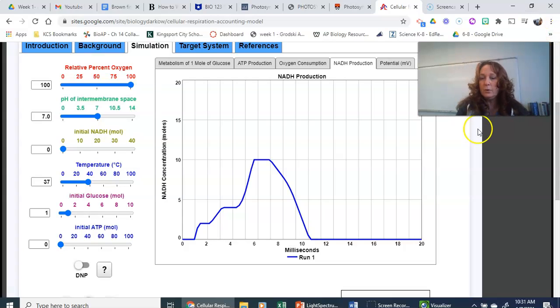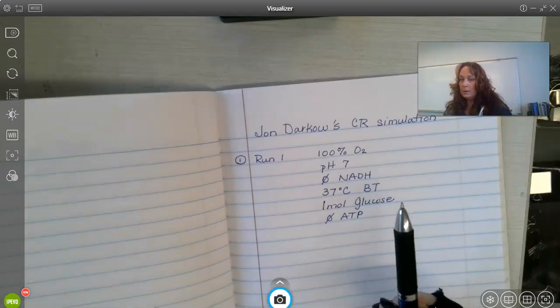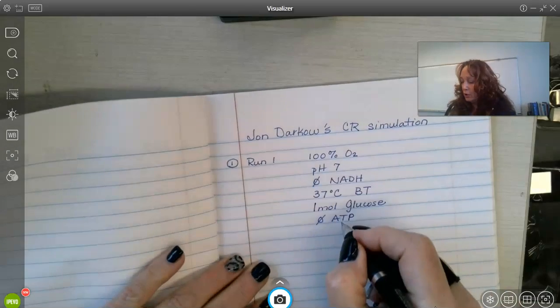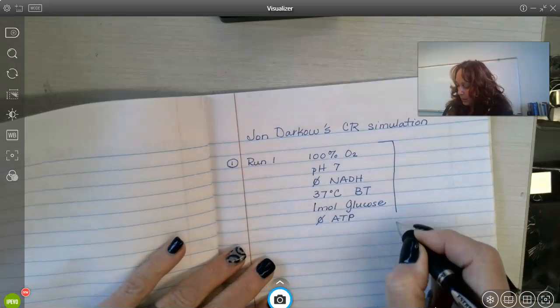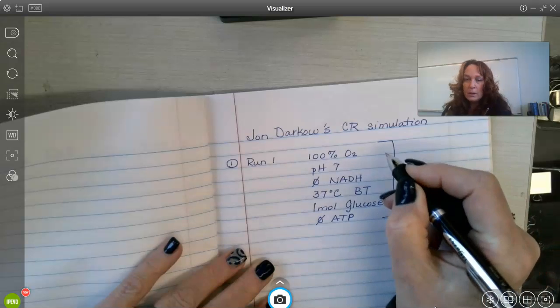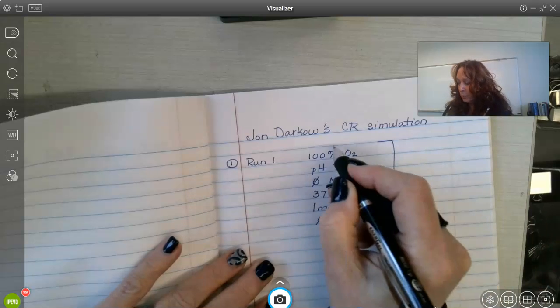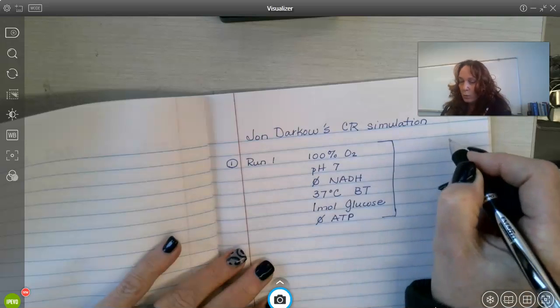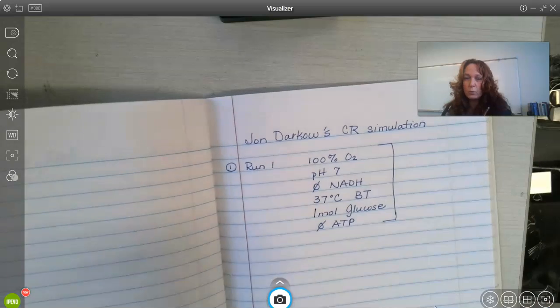Okay, so this is what I wrote. I just copied it down here. So this is what the conditions were for run 1. And then you could come over here and write, since this is run 1, these are your settings. What did you notice as far as the simulation once it ran?